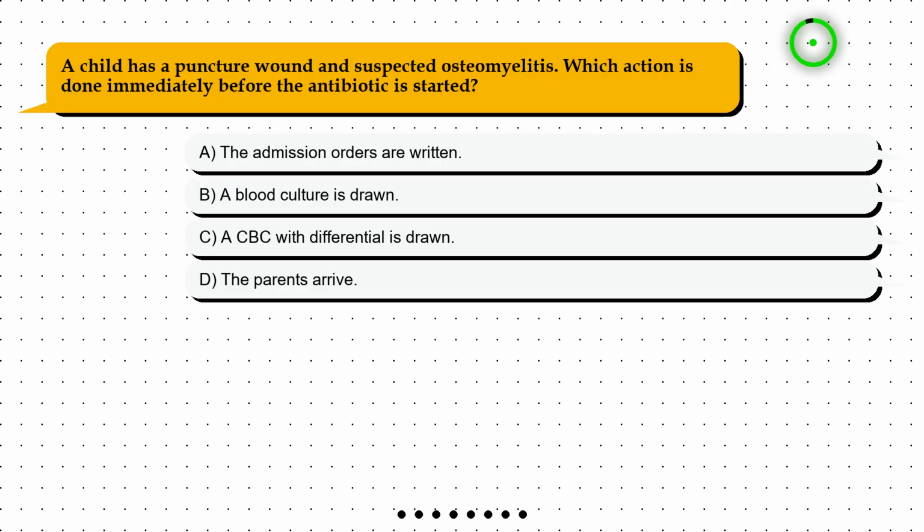Question 1. A child has a puncture wound and suspected osteomyelitis. Which action is done immediately before the antibiotic is started? Option A. The admission orders are written. Option B. A blood culture is drawn. Option C. A CBC with differential is drawn. Option D. The parents arrive.